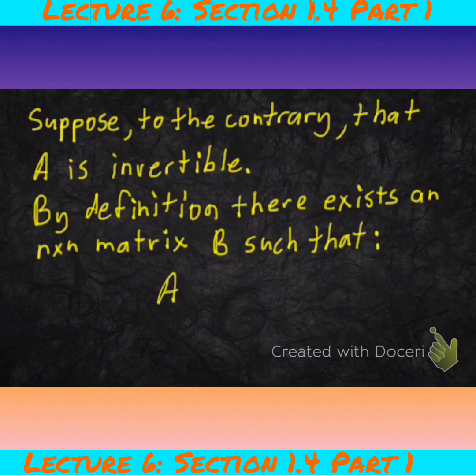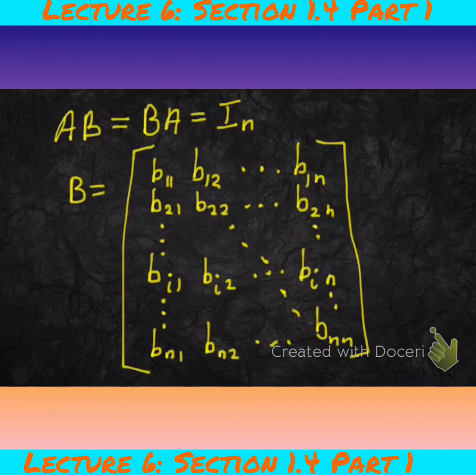if you multiply A with B, that is equal to B times A is equal to the identity matrix, where the identity matrix is a square n by n matrix with ones on the diagonal and zeros everywhere else. Okay, and there's your hypothetical matrix B. It's an n by n matrix, and what we're going to do now is multiply A with B.